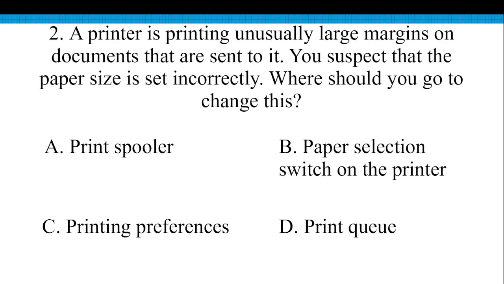Okay. Question number 2. A printer is printing unusually large margins on documents that are sent to it. You suspect that the paper size is set incorrectly. Where should you go to change this? A. Print spooler. B. Paper selection switch on the printer. C. Printer preference. D. Print queue.